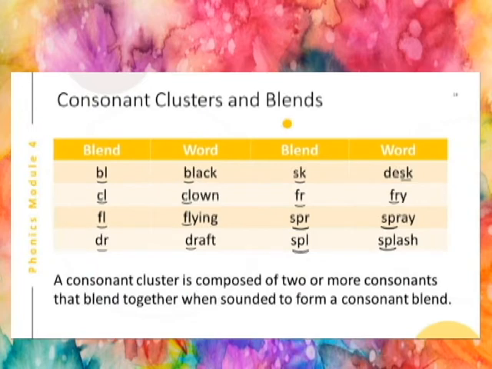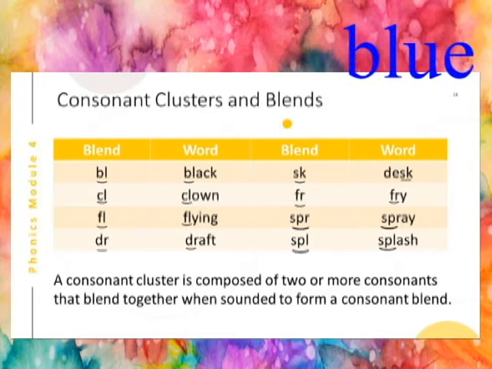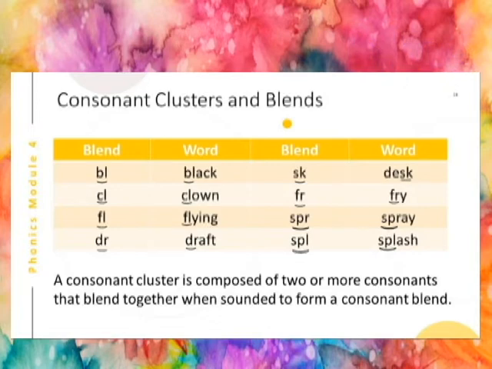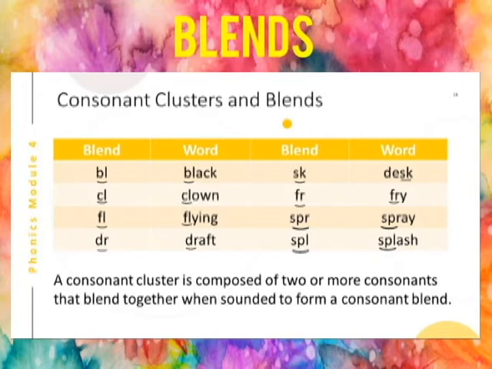A consonant digraph is a two-letter grapheme that represents one speech sound. The word blue does not contain a consonant digraph. Neither the B nor the L loses its identity. Both are sounded, but they are blended together. We call such combinations of consonant letters consonant clusters, and the sounds they represent consonant blends.